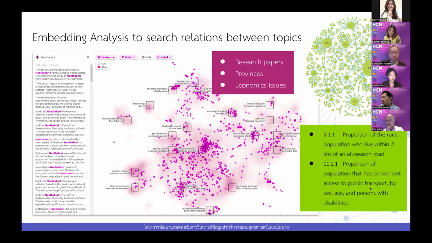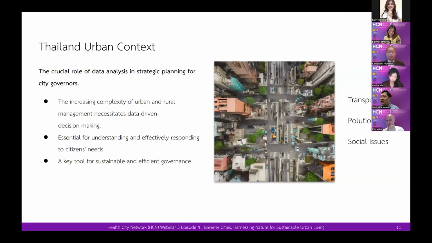And this indicates that people in urban areas and suburban areas are facing transportation problems and also some inequality in terms of moving, or mobility. To summarize, in most urban areas and also in suburban areas, we are facing transportation, pollution, and social issues, from the data and from research papers.